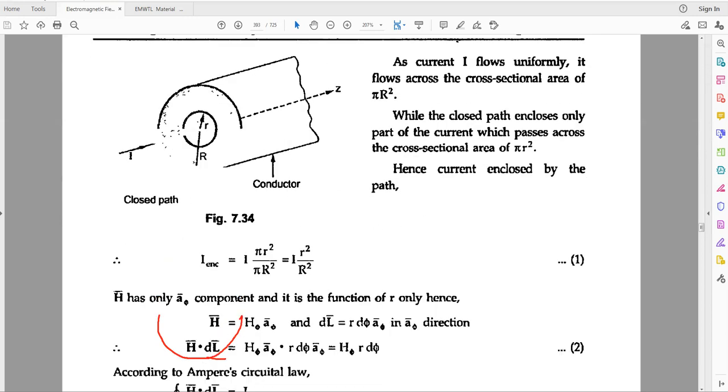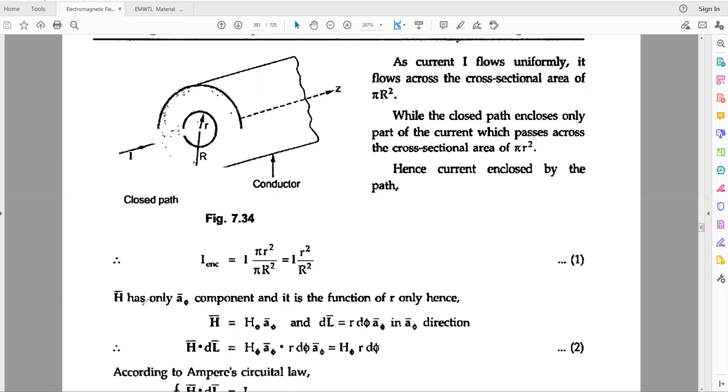As the current is uniform, the current I enclosed is equal to, inside the radius, pi r square, and outside with the radius of capital R, pi capital R square. So I enclosed is equal to I into small r square by capital R square.